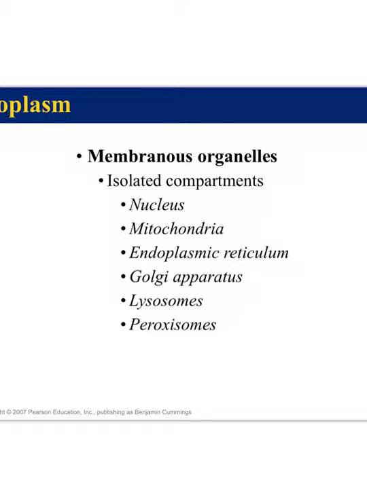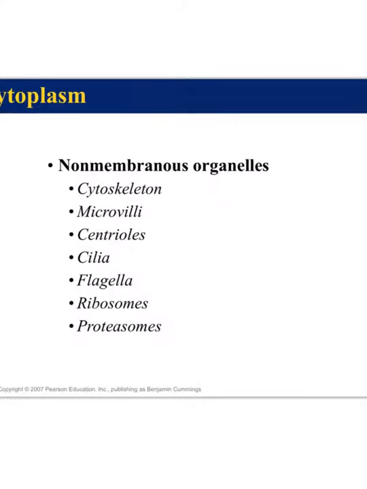And those organelles fit into two categories, membranous and non-membranous organelles. The membranous organelles are isolated compartments that are surrounded by a phospholipid bilayer or membrane. Those include the nucleus, the mitochondria, the endoplasmic reticulum, the Golgi apparatus, lysosomes, and peroxisomes. The non-membranous organelles include the cytoskeleton, microvilli, centrioles, cilia, flagella, ribosomes, and proteasomes. Again, these are organelles that do not have phospholipid bilayer membranes surrounding them.